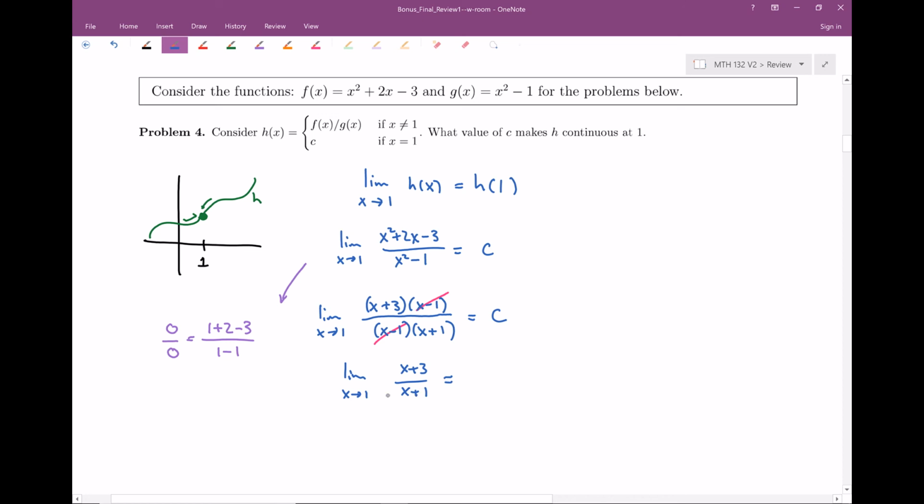And now there's no problem with plugging in 1 everywhere I see an x. So I'm going to have 1 plus 3, which is 4, divided by 1 plus 1, which is 2, so that's 2 altogether. And again, that's my limit, so that's what I want the c value to be. Because if I let c be equal to 2, that limit, then we've effectively filled in that hole. We want c, the value of h at 1, to be equal to the limit, what happens as we approach 1 from the left or from the right.